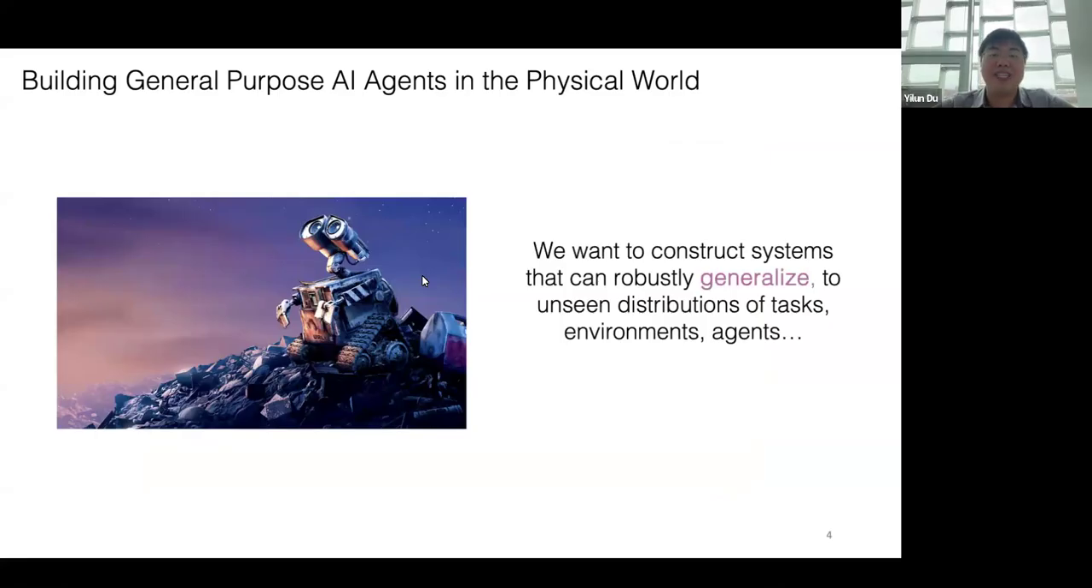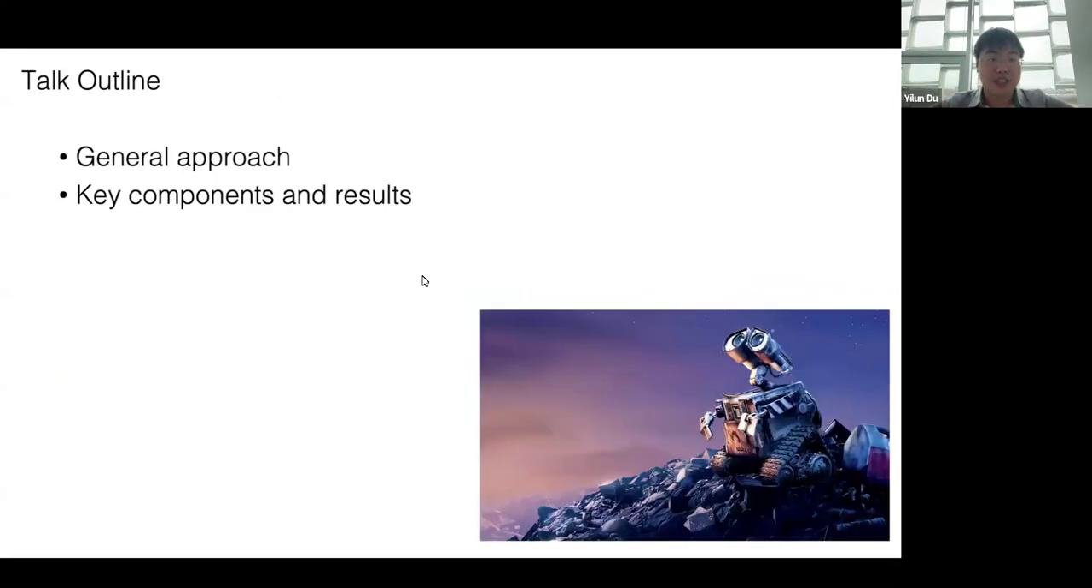What we really want is to construct robotic systems that can robustly generalize to unseen distributions of tasks, environments, and other agents. But one central question is, how do we do this? Typically in machine learning, we think about a training distribution and a test distribution that matches it. So how can we build a system that, given experiences of a certain set of tasks, can generalize to new tasks that it has never seen before?